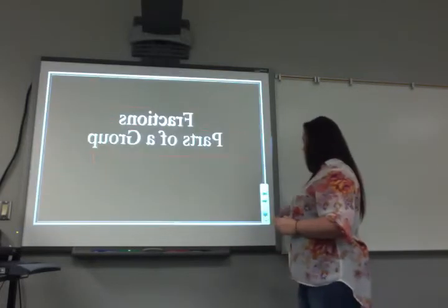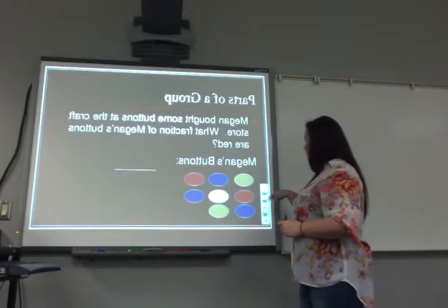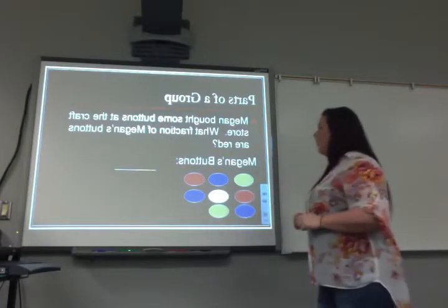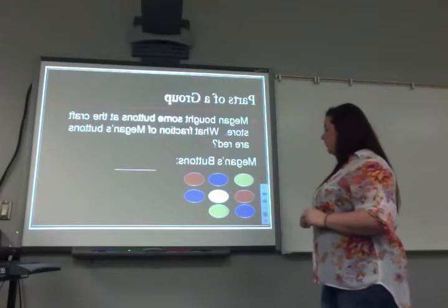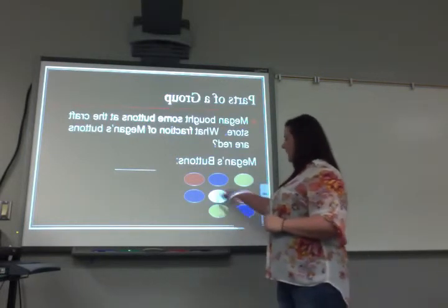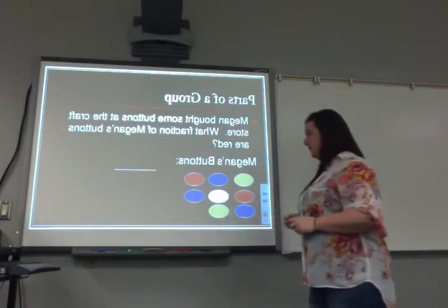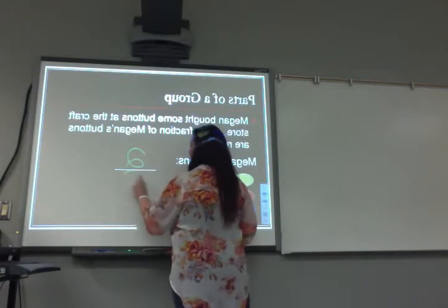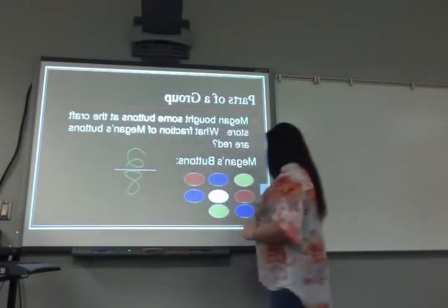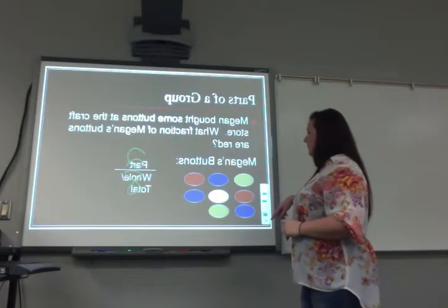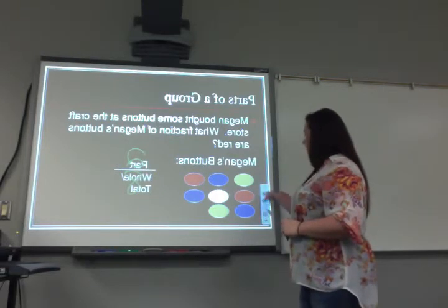Okay, parts of a group. Megan bought some buttons at the craft store. What fraction of Megan's buttons are red? So we have 1, 2, 3, 4, 5, 6, 7, 8 total buttons. 2 of those are red. So we're going to have 2 out of 8 here. The top part is a part. The bottom part is the whole or the total number.